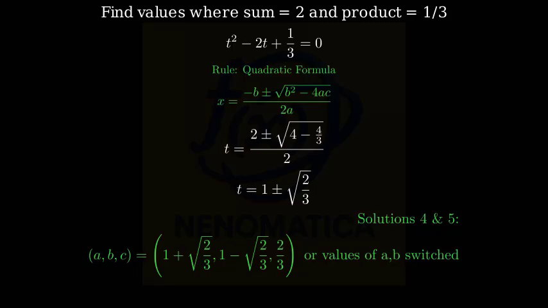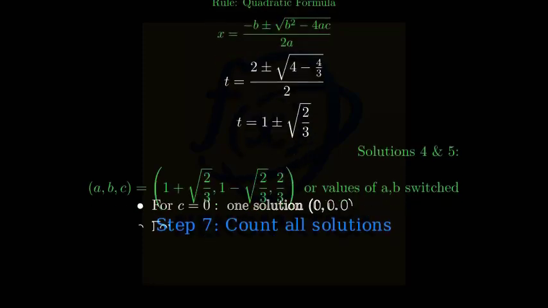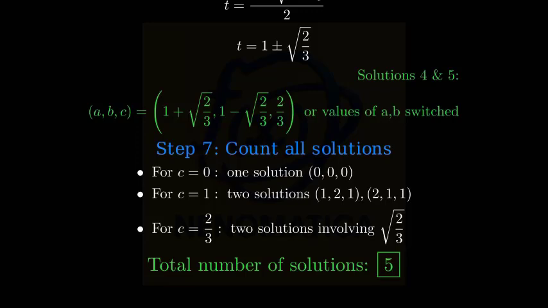Now, let's count all the solutions we've found. We found one solution when c equals 0: a equals 0, b equals 0, c equals 0. We found two solutions when c equals 1: a equals 1, b equals 2, c equals 1, or a equals 2, b equals 1, c equals 1. And we found two solutions when c equals 2/3, involving square roots. So in total, we have 5 different real solution triples a, b, c that satisfy our system of equations.